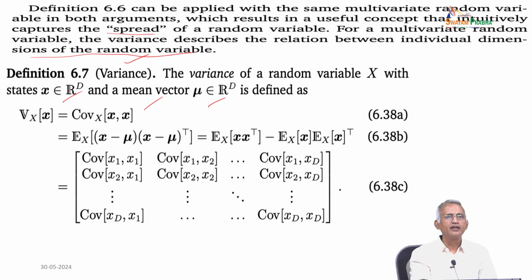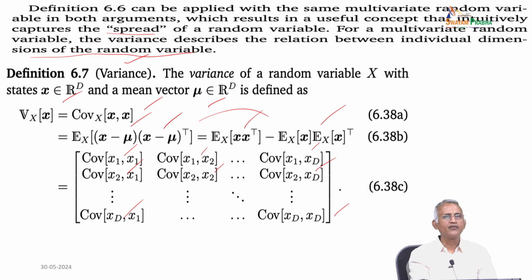So, already we demonstrated the covariance of x comma x is the expectation of (x minus mu) into (x minus mu) whole transpose. Further, we can get into the expansion of E[x x transpose] and E[x] into E[x] transpose. Now, we can write this in terms of a matrix. So, we have a D cross D matrix of covariance of 1 1, 1 2, 1 D and 2 1, 2 2, 2 D and so on, D1, D2 and so on Dn. So, the variance of x can be written in terms of a matrix of the covariances.